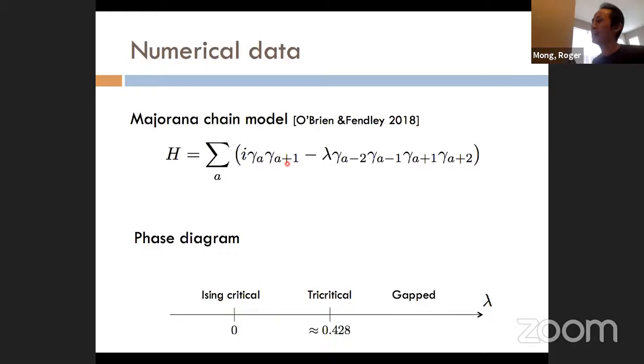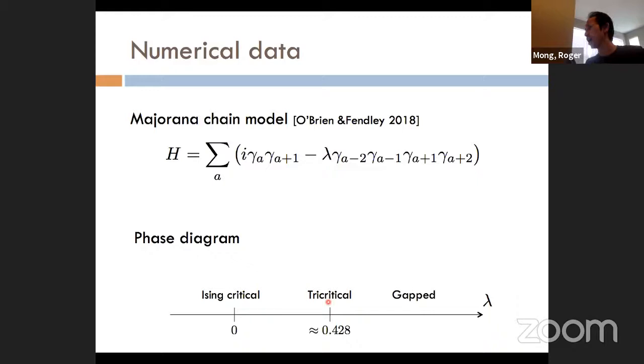The modification we're making is that we're introducing a four-fermion term with coefficient lambda that couples four fermions at a particular location. So it's A minus two, A minus one, and we skip A and then do the next two. It turns out the phase diagram is as follows. At lambda equals zero, we get the Ising critical point because the first term alone makes it critical. It turns out that this does not gap out the system. This term is in fact not relevant.